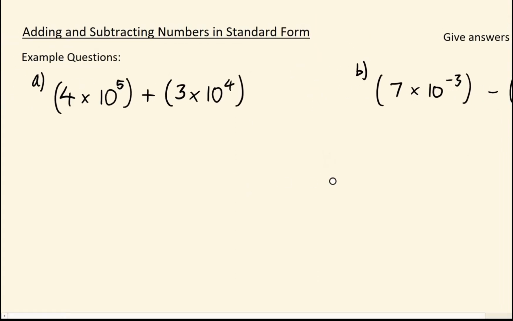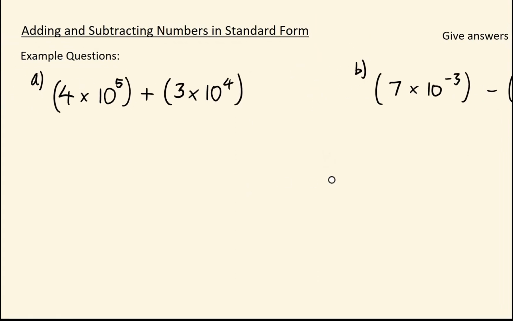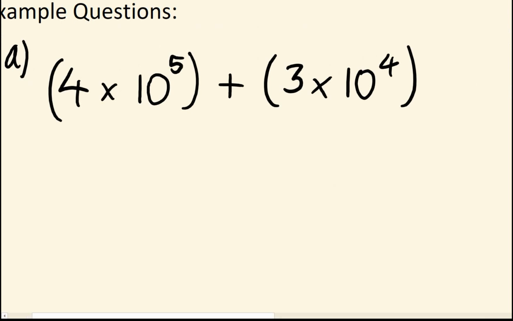We can also do adding and subtracting numbers in standard form. This is a slightly more rarely tested skill, but it's worth going over it just in case. For me, the easiest way to do it is write both your numbers with the same power of 10. And I think it's slightly easier to look at if you use the smaller power of 10, although you can use either. So I'm going to write everything as something times 10 to the 4.